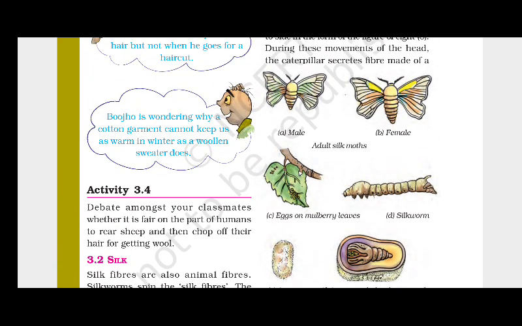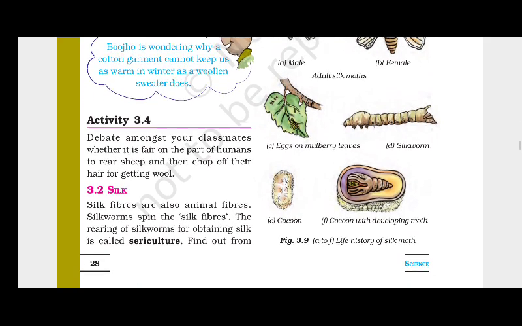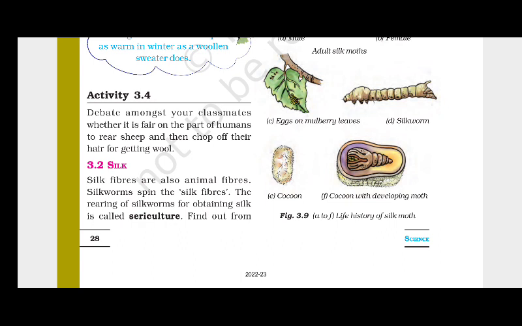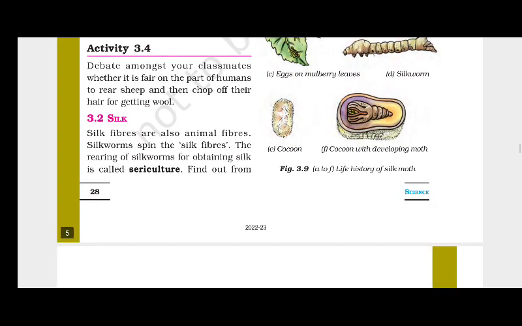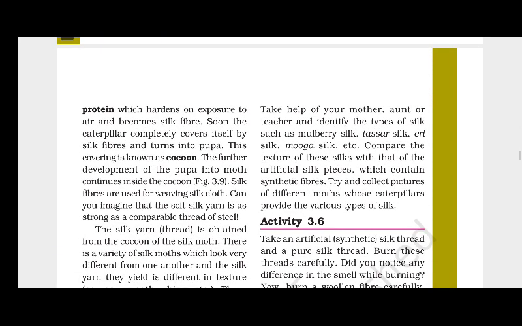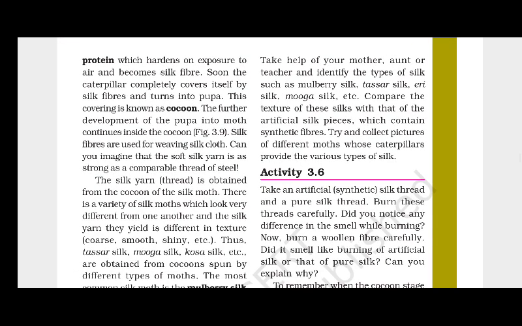Here A is a male and B is a female. Adult silk moths A and B, and in C the eggs on mulberry leaves. They both lay eggs on mulberry leaves, and D is the silkworm. After that, these silkworms form a cocoon around themselves, and these cocoons develop into moths. Let's have a look at the complete process.